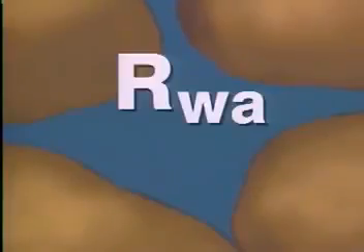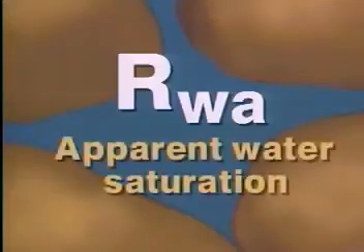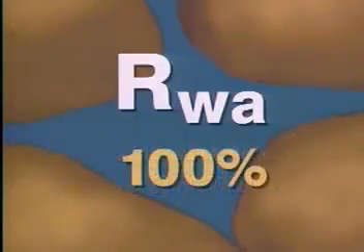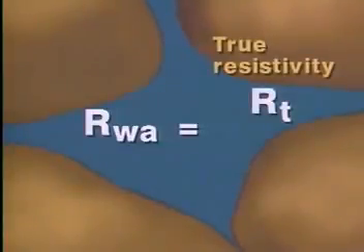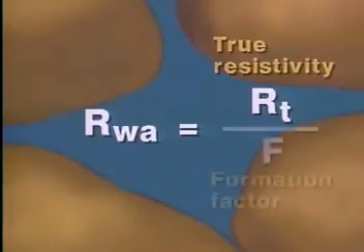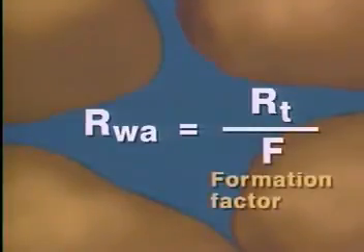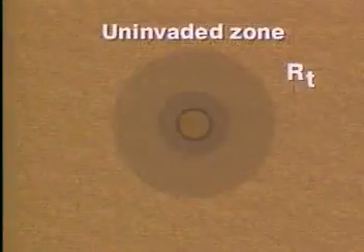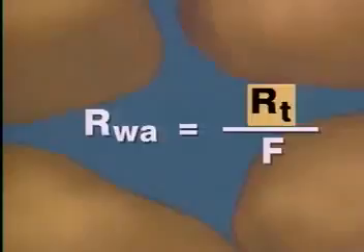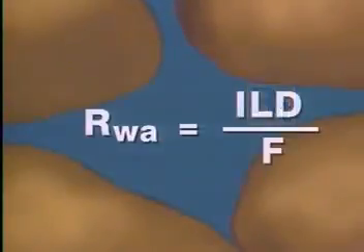A term, R sub WA, is used to indicate an apparent formation water resistivity. In the case where water saturation is assumed to be 100%, the Archie water saturation equation can be written as: the apparent water resistivity, R sub WA, equals the true resistivity of the formation, R sub T, over the formation factor, F. If we assume that the deep induction log curve records the resistivity of the uninvaded zone, we can replace R sub T in our formula with ILD, the value of the deep induction curve.